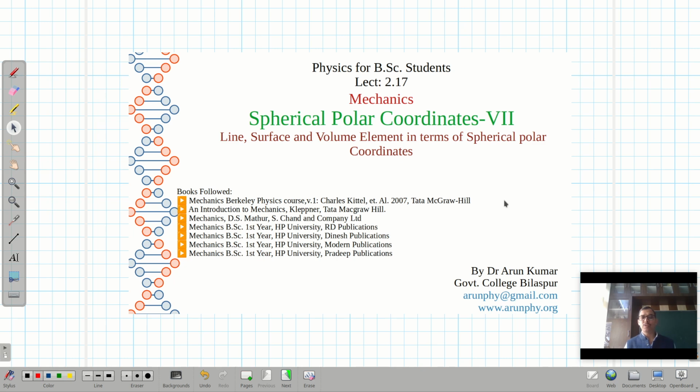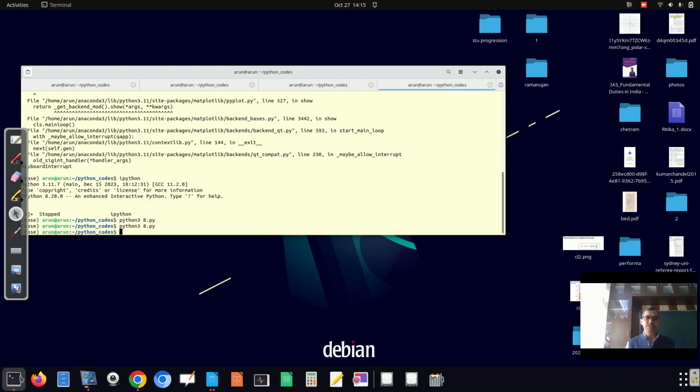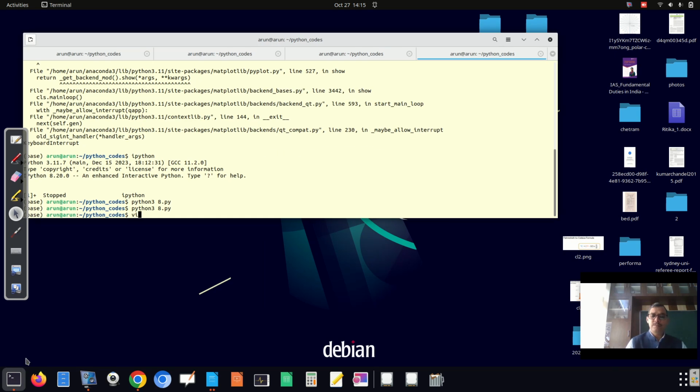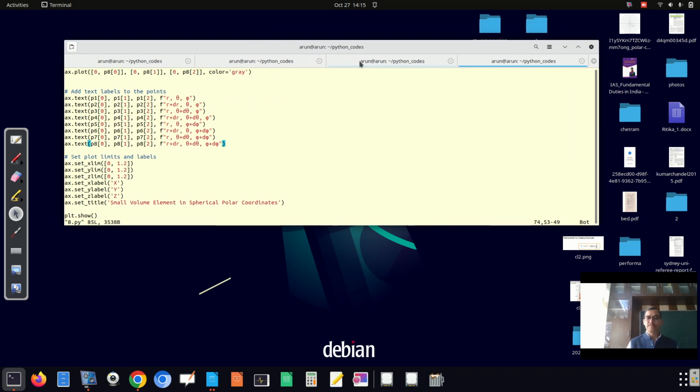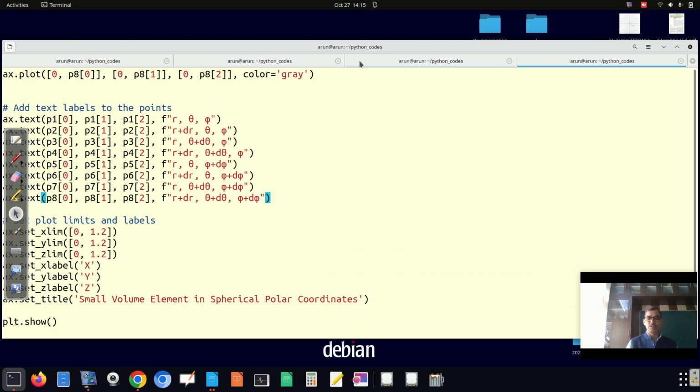So today I will talk about line, surface and volume element in terms of spherical polar coordinates. First of all, let me write down a small Python script so that it may help us in the visualization. I have written a small Python script here. I will upload it on my web page. Yeah, this is the Python script which I have written. It's a small script.